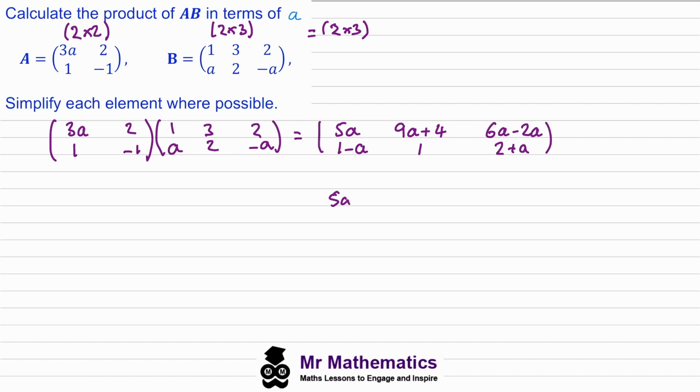So we get 5A, 9A plus 4. This becomes 4A, 1 minus A, 1, and 2 plus A. Then this is the simplified version of the product AB. Okay?